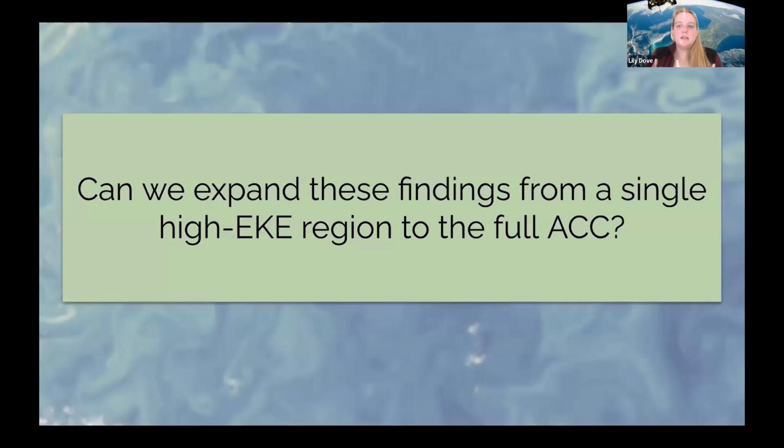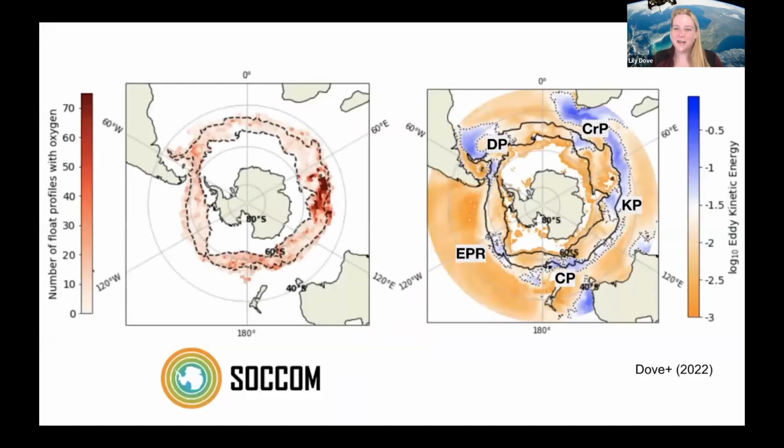So the question I had was, wow, this is really cool. We found this in one specific region of the Southern Ocean. Can we expand this from one single high energy region to the full Southern Ocean? And the answer is yes, thank you to SOCCOM and BGC Argo. So what's plotted here is my definition of the Antarctic Circumpolar Current.